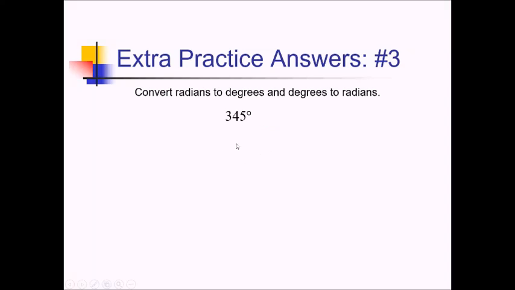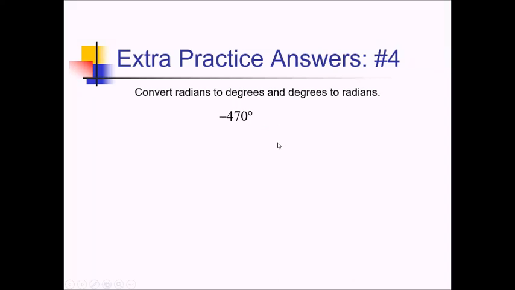For this problem, trying to convert 345 degrees into radians, so I'll multiply it by pi over 180. Now, these are both actually reducible by 15. 180 over 15 is going to give us 12. And how many times does 15 go into 345? Well, 15 goes into 360 24 times. So this must be 23 then. So we have 23 pi over 12.